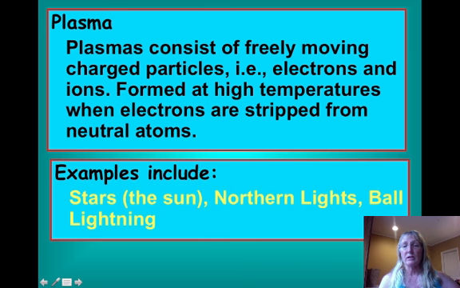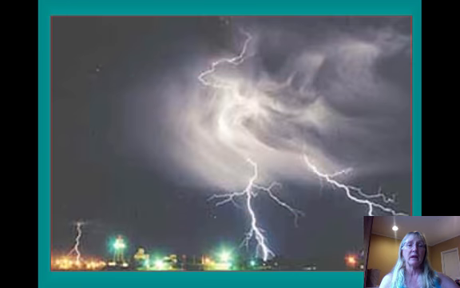Well, that occurs in places like our sun. So stars, including our own sun, the northern lights that you see, which are caused by particles from the sun interacting with the Earth's magnetic field, and ball lightning are examples of a strange sort of form of matter called plasma, not something we'll be experimenting with. And here's a lovely shot of some of that lightning.